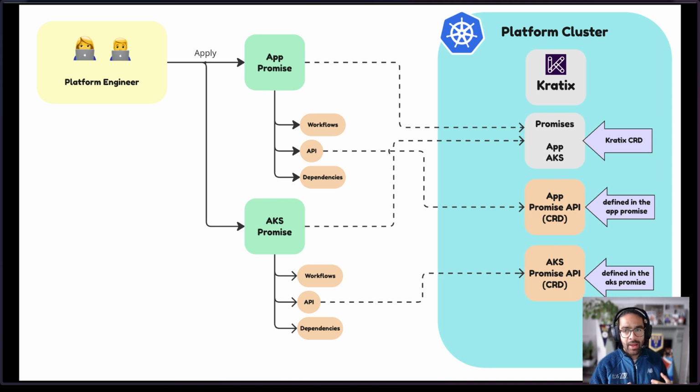So what happens when the user installs a promise? We're going to go through this process now. So the platform engineer comes to the platform and says, let's install this app promise, right? In this particular diagram, they are installing 2 different promises, an app promise and an AKS promise.